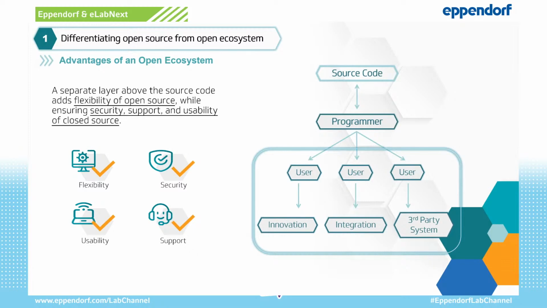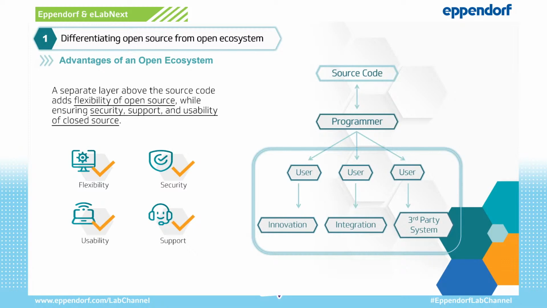Here on the diagram on the right, on the top, we can see the closed source part of our software. So one language, secure, but less flexible. And then in the rectangle below, we see the extra added layer we have created, which represents our open ecosystem. By adding this extra layer, we allow our users to access parts of the source code of eLabNext to extend functionalities, add new features, or integrate third-party softwares.